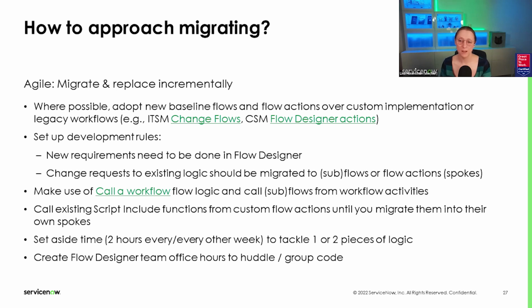into your flow. Any change requests for existing logic should be taken as a chance to evaluate that part of your implementation. So converge those things to subflows or flow actions. To that end, make use of the call workflow flow logic. So you can connect workflows and Flow Designer and go back and forth. So you can incrementally replace your complex workflows and make those things available. Call the flows via Flow API from the workflows, and then connect everything that has been migrated already.